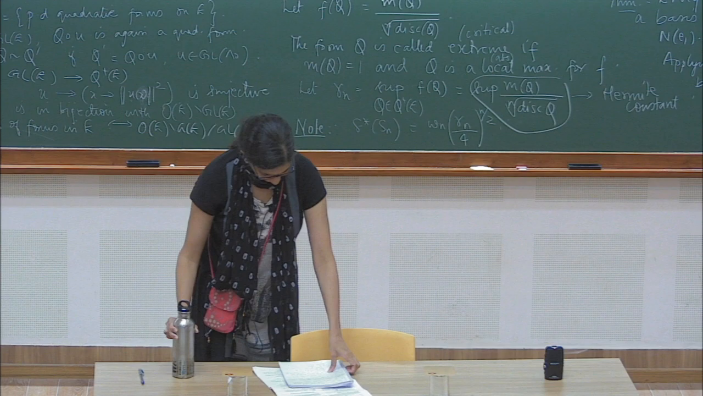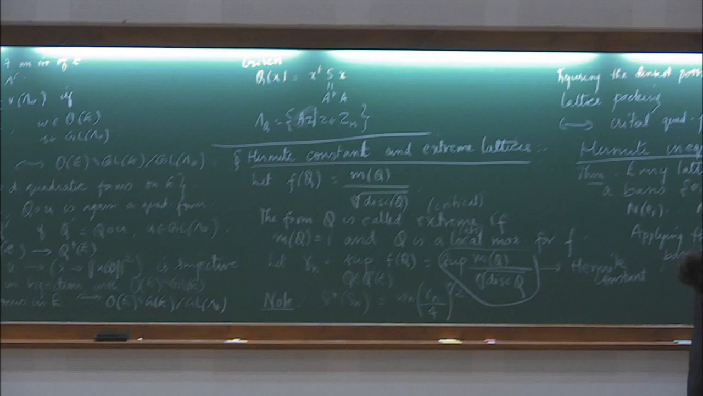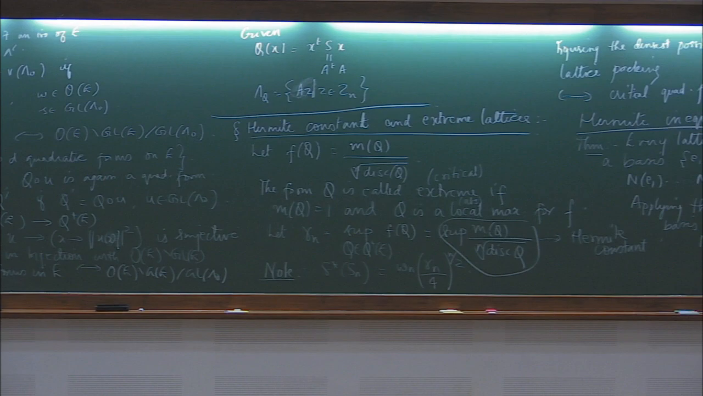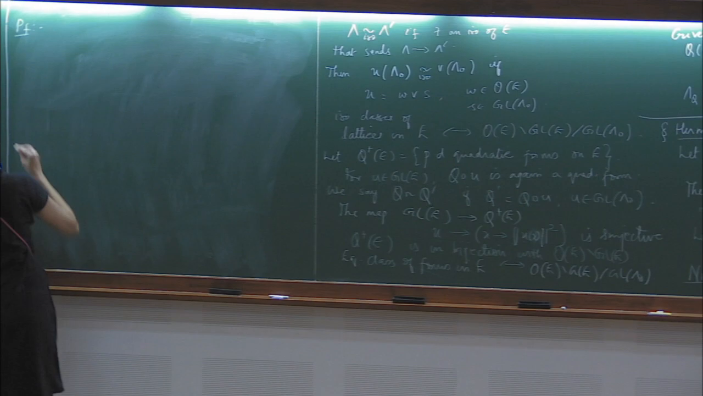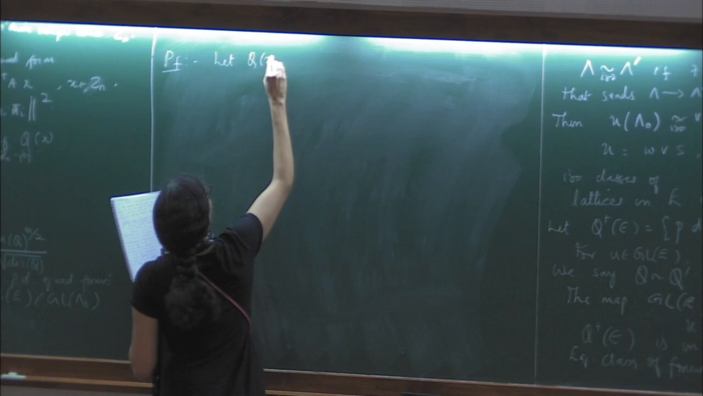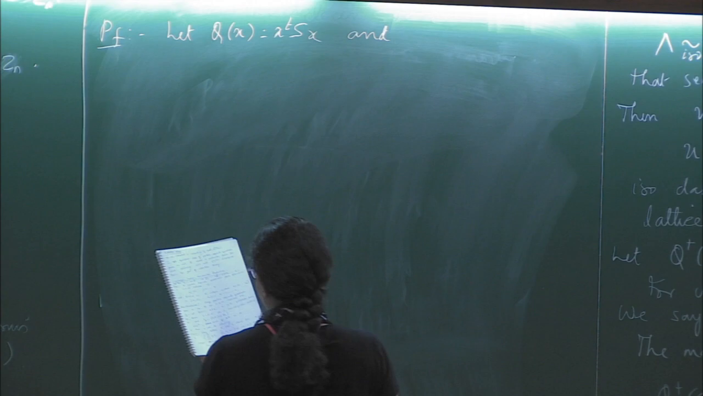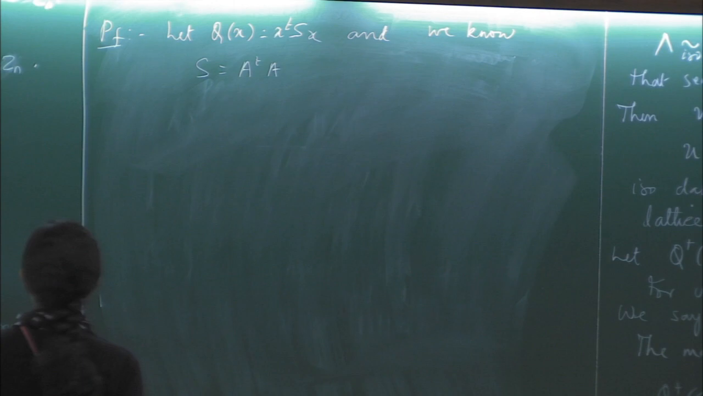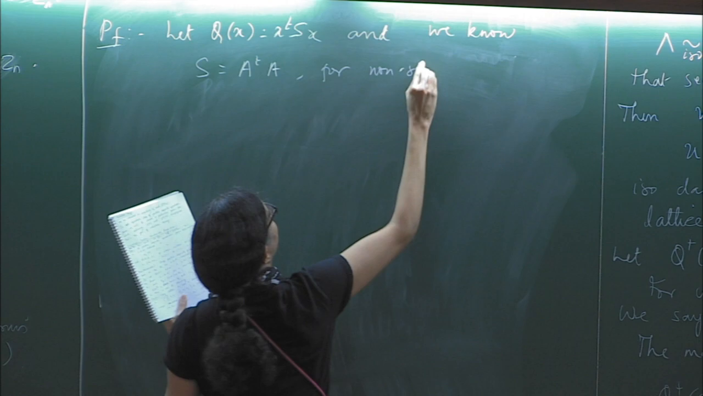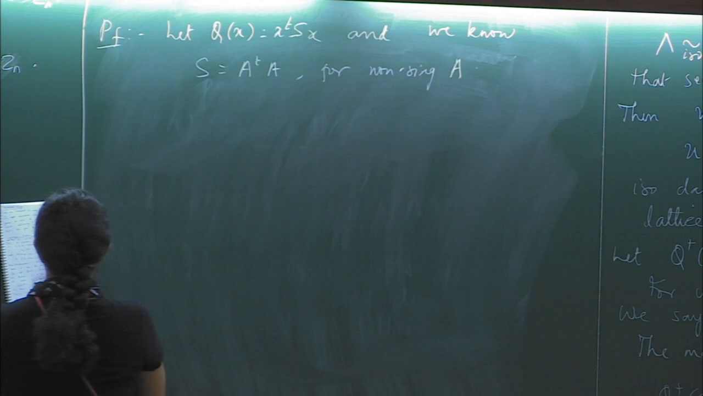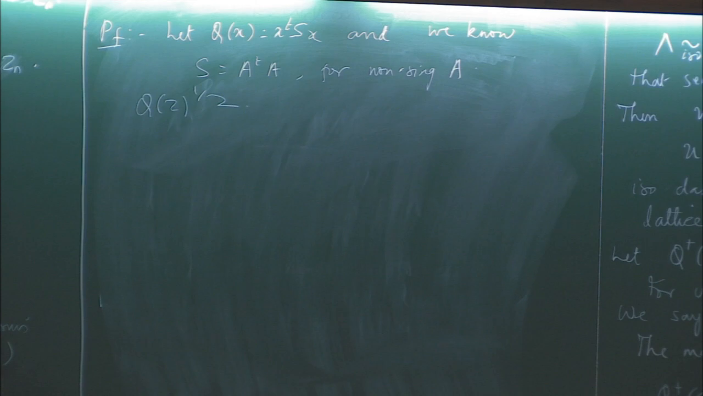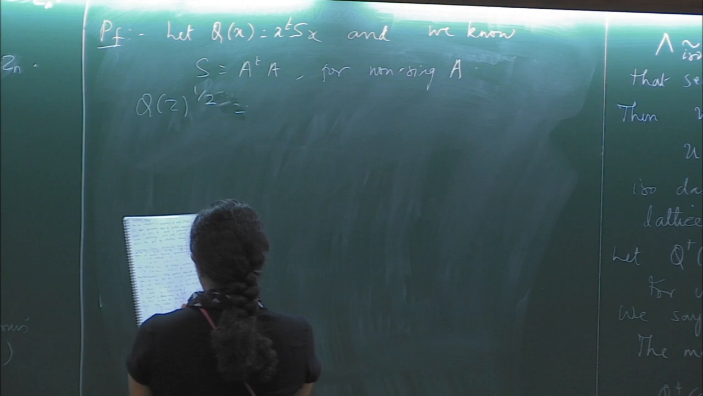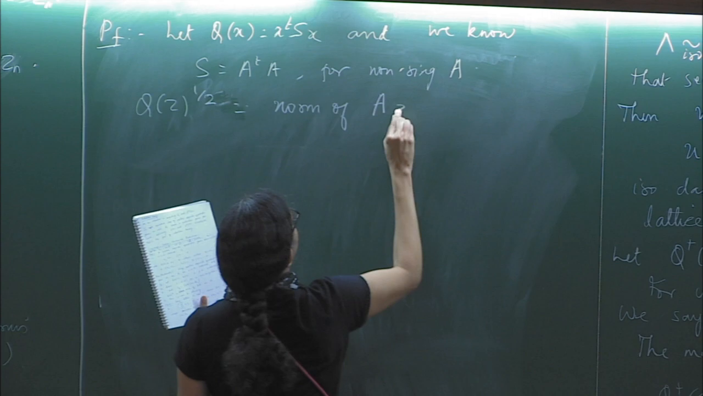So I'll give a quick proof of this. Let Q of X be X transpose SX, and we know that S is A transpose A for a non-singular matrix A, we discussed this. And Q of Z to the power half, I guess we looked at this, is the norm of AZ in lambda.